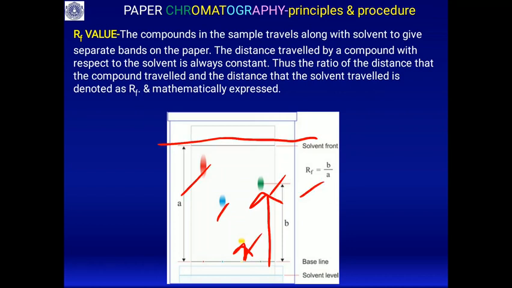B is the distance the component travelled from the point of origin. This is the green compound that is separated, this is the B for the green compound, whereas the B for the yellow is this one, for the blue this one, for the red this one, and the solvent front will be the same. This is what you can see, the ratio between the solvent front and the component. It is the ratio of the distance, and it is always constant.